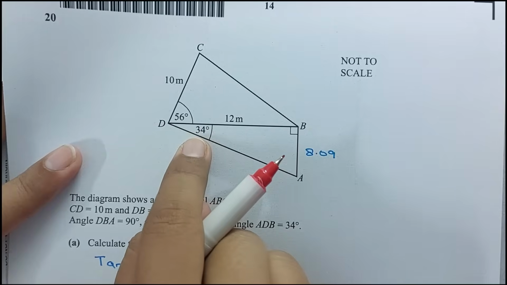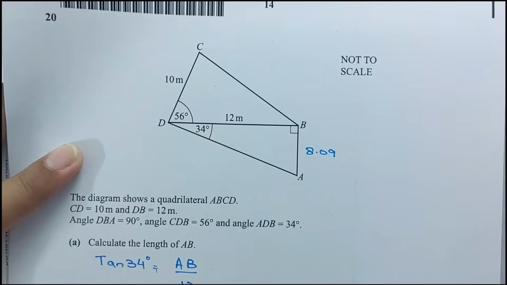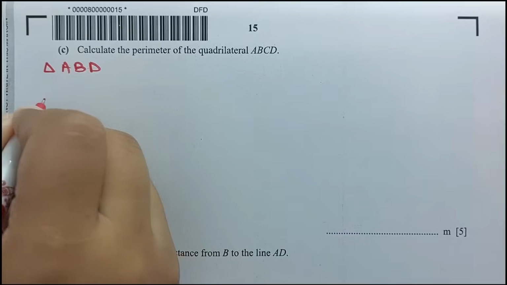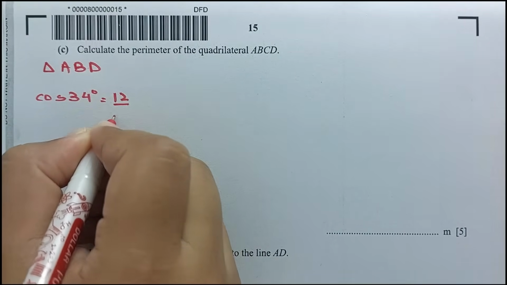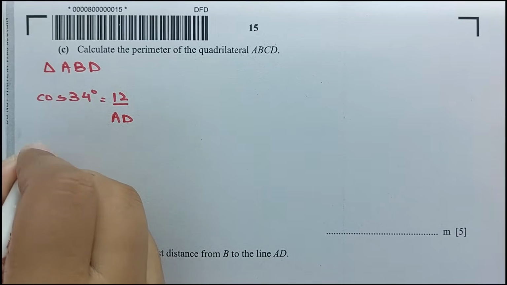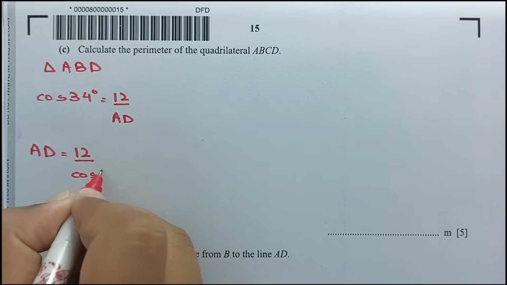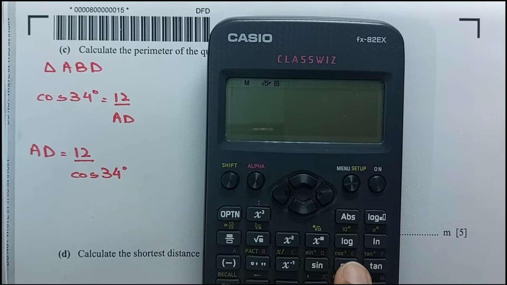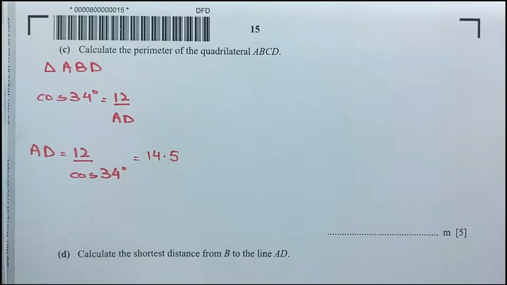We can say cos theta is adjacent over hypotenuse. We can get AD, right? So triangle ABD: cos of 34 degrees is the adjacent side, 12, over the hypotenuse, AD. So what is AD? AD is, cross multiplied, 12 over cos of 34 degrees. AD is over here and the cos 34 is in the denominator. So 12 divided by cos of 34, the answer is 14.47, or we can say 14.5 meters. So we are done with AD.